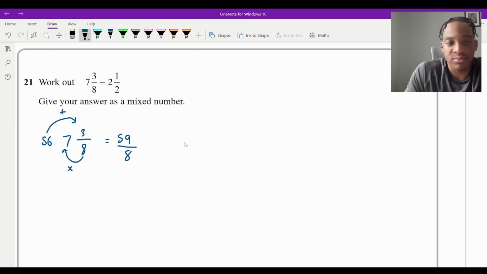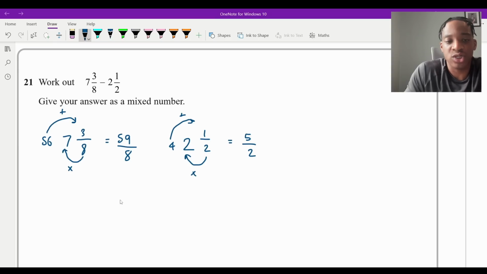And we'll do it with the second one, which is 2 1/2. So we're going to do 2 times 2. This gives us 4. And then I add that number to the numerator. 4 plus 1 is just 5. So I get 5 divided by 2. So now we've converted both of these into improper fractions.